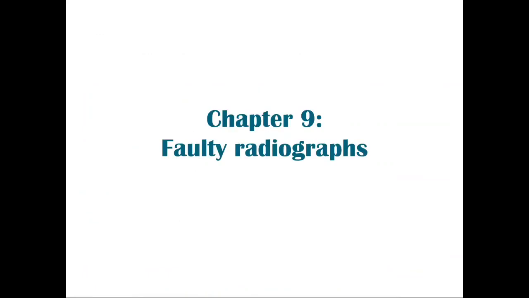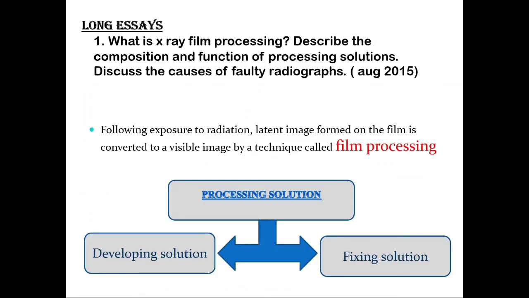So the next chapter is about the faulty radiographs. Under faulty radiographs, the first question that can be asked is: what is X-ray film processing? Describe the composition and function of the processing solutions and then discuss the causes of faulty radiographs. The first part of the question I'll be explaining in the further slides.